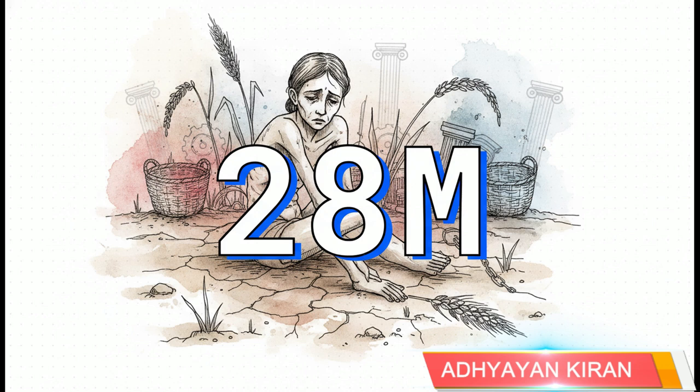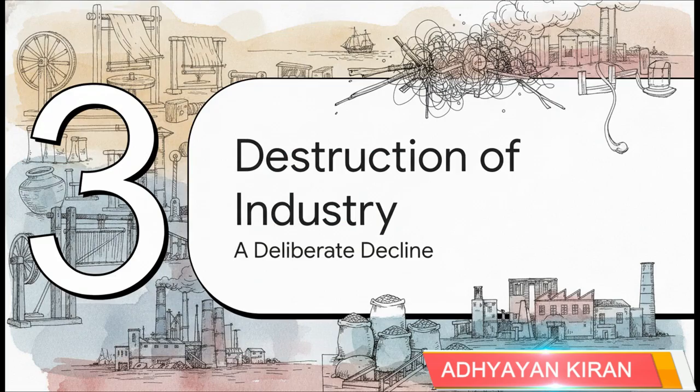Okay, let's shift our focus from agriculture to the broader economy, with our third section, the destruction of Indian industry and its deliberate decline.